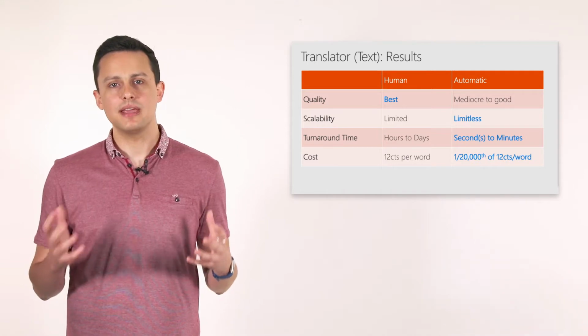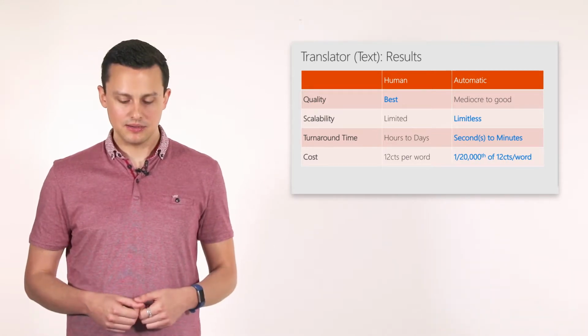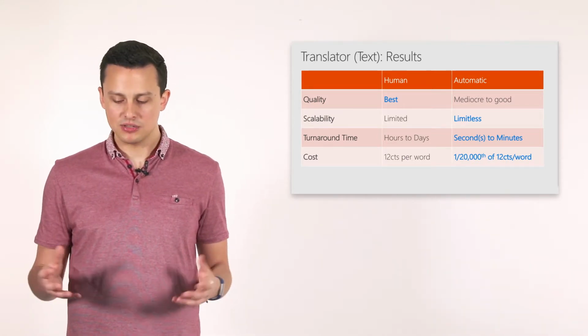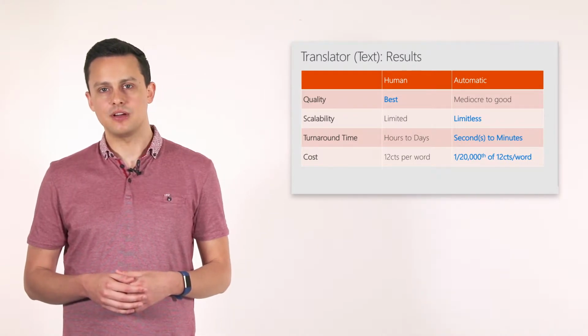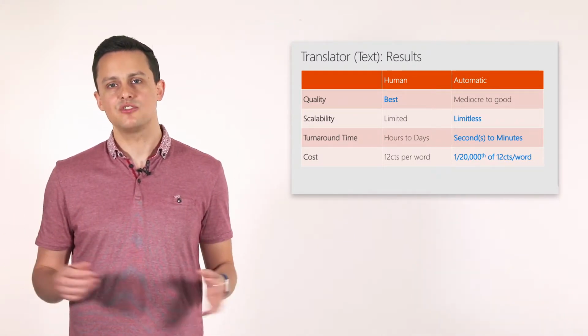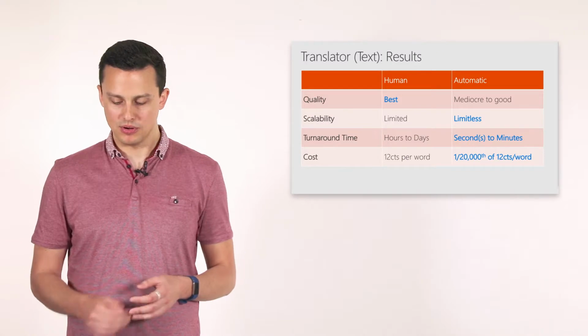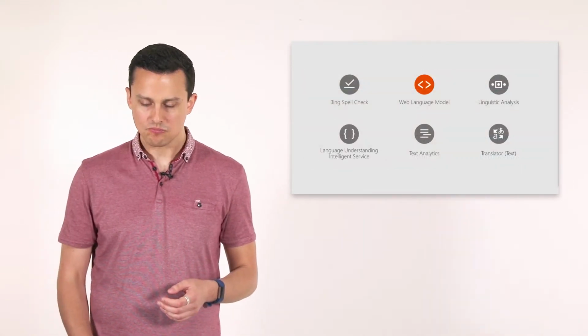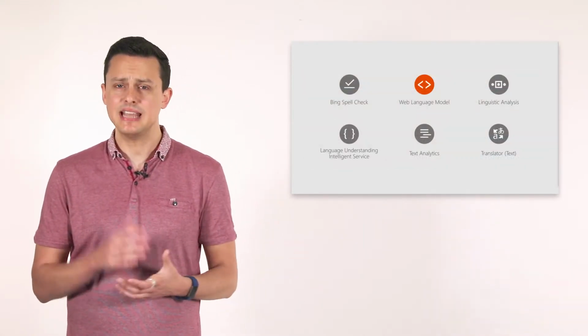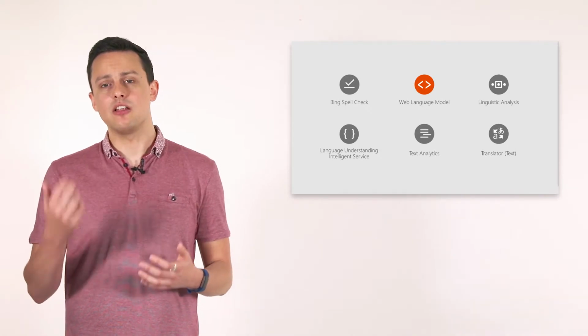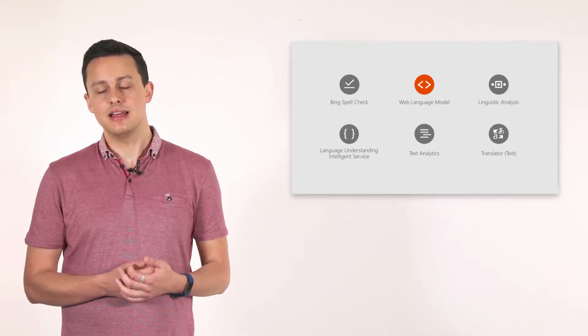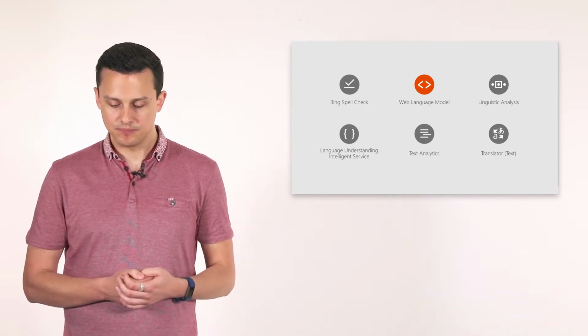However, when compared to humans in terms of scalability, turnaround time, and cost, the API wins every time and can unlock a range of interesting scenarios for your organizations. So that's the Translator API. That's how we were able to unlock multilingual conversations in our Litware Insurance bot.